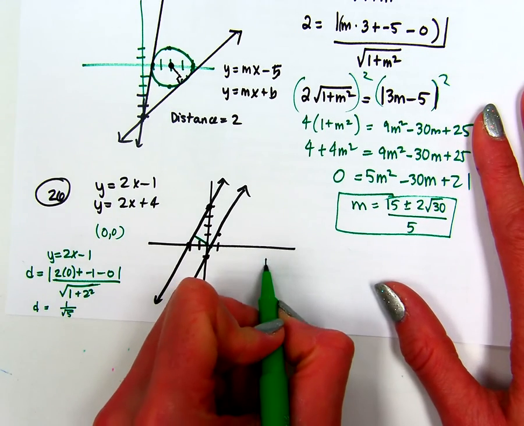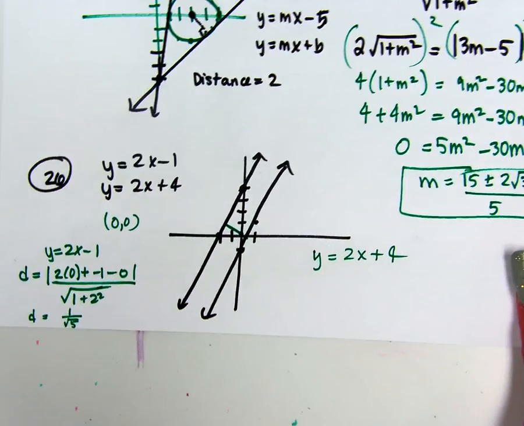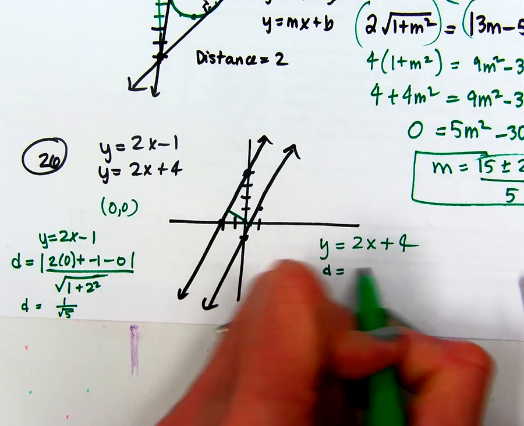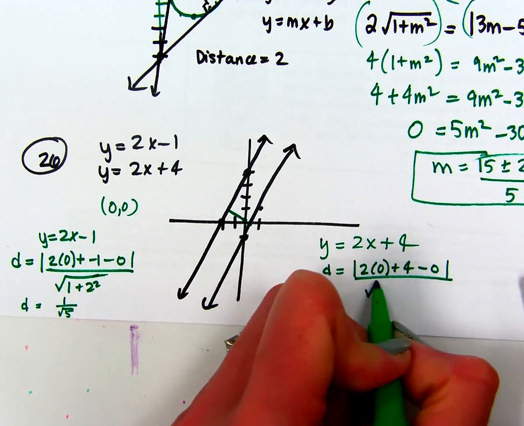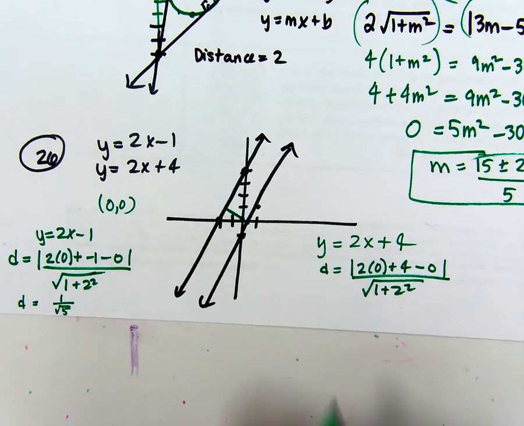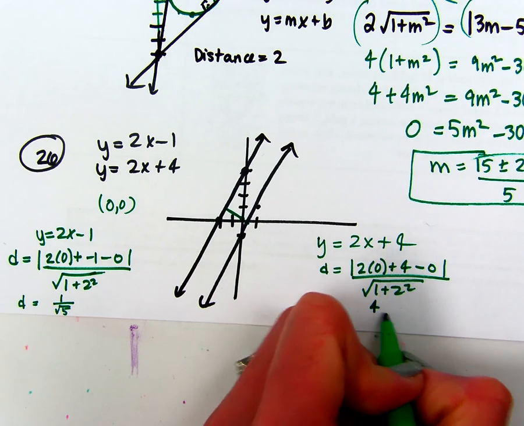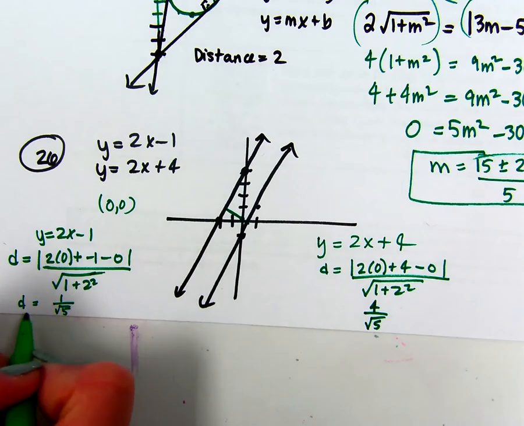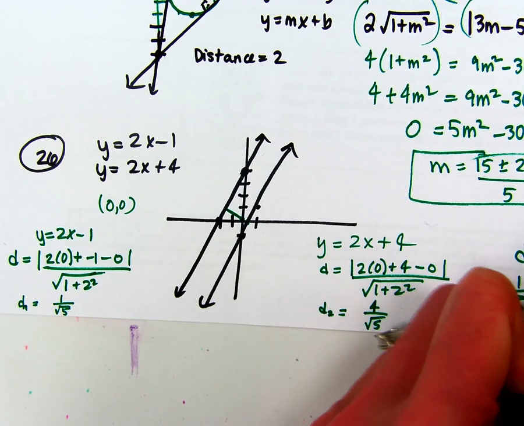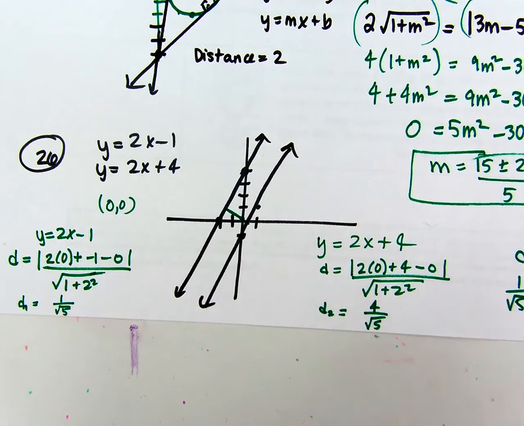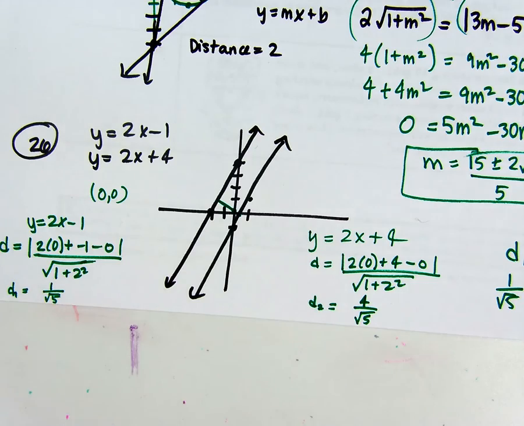And then this one, we've got y equals 2x plus 4. I'll zoom in a little bit. All right, so I want to use the distance equals 2 times 0 plus 4 this time, minus 0, over the square root of 1 plus 2 squared. All right, so we've got 0 plus 4, that's 4. The absolute value of 4 is 4, over root 5. All right, so distance 1 and distance 2, and I want to add the 2 distances together. So I've got 1 over root 5 plus 4 over root 5, which is 5 over root 5. And you can rationalize that if you want, or you could just leave it like that.